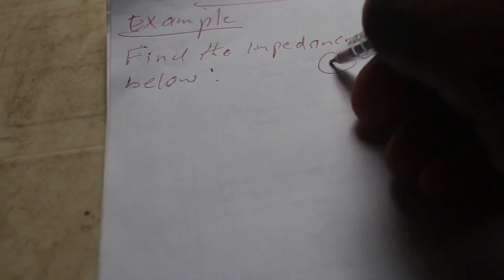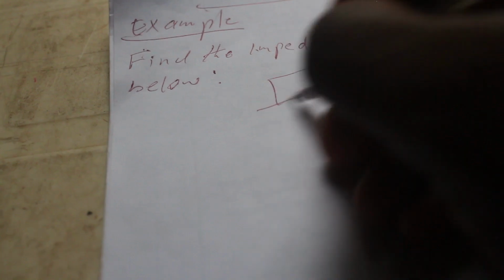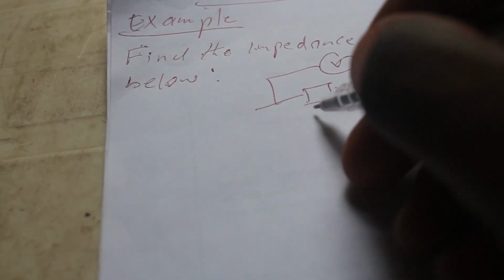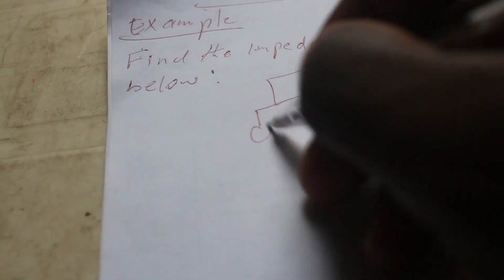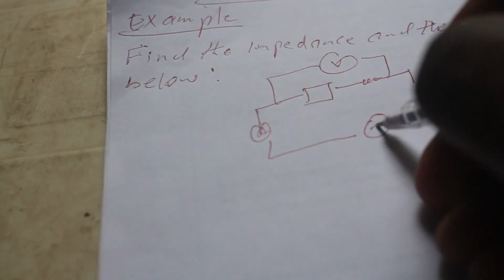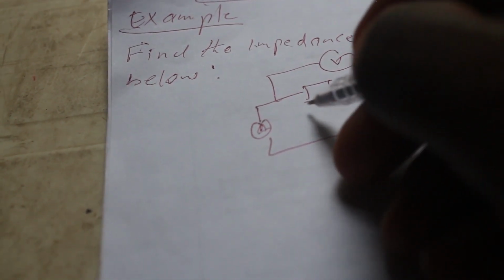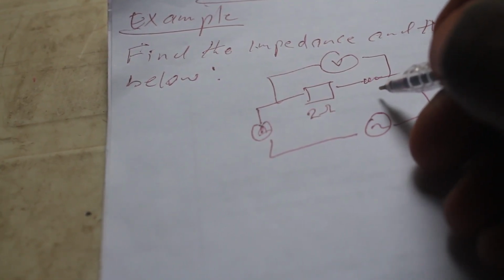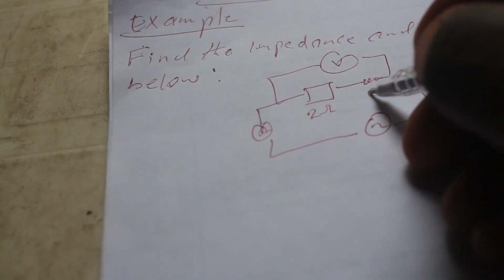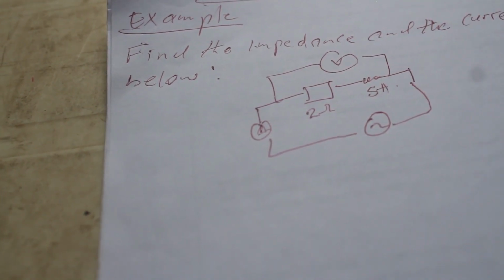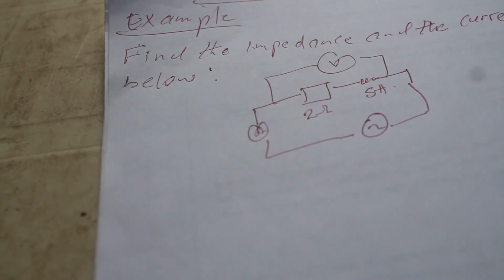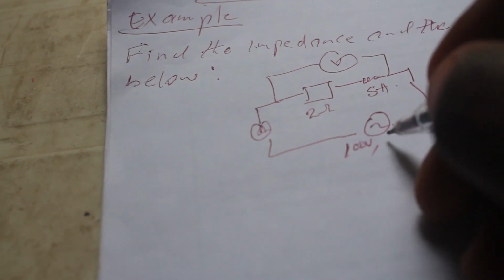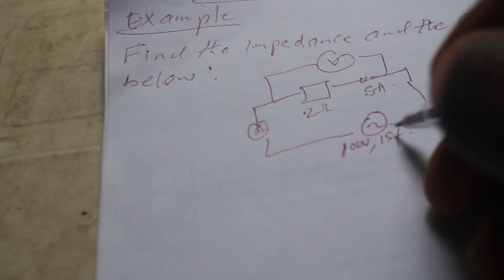So let's say we have, and here we have the current, we don't know what it is. Here we have 2 ohms, and then here we have let's say 5 Henry. So here we have 100 volts and 15 hertz.